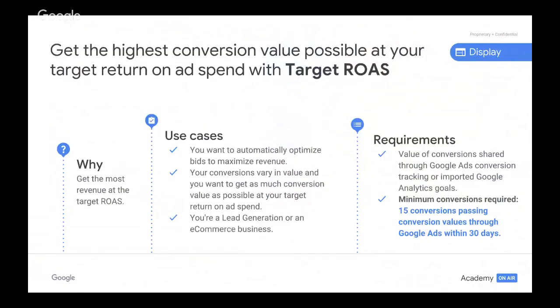Finally then, Target ROAS. As Dave alluded to earlier, Target ROAS really, I guess, is the pinnacle for many advertisers where they are very ROI focused. So this is going to seek to get the highest conversion value possible. So that's looking to maximize your total revenue at a particular target return on ad spend.